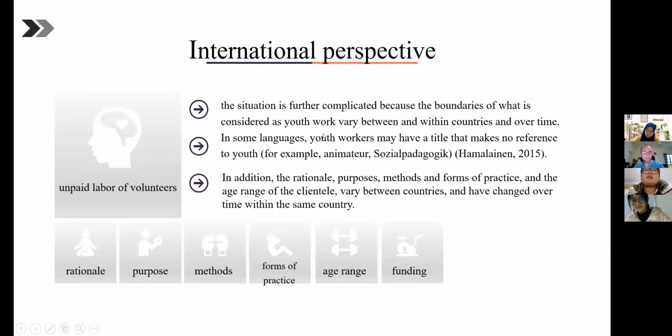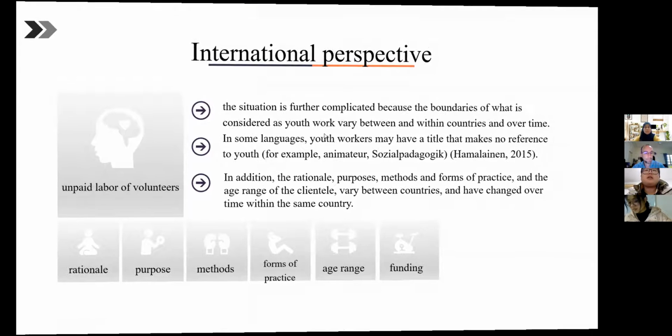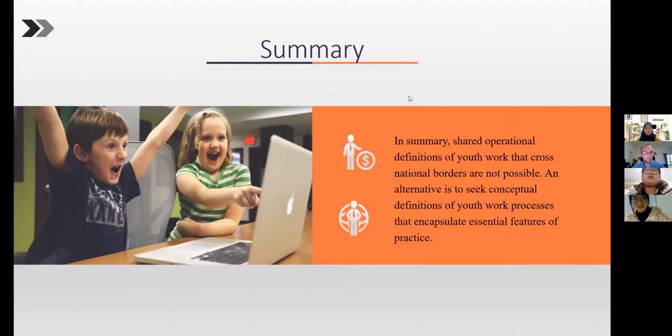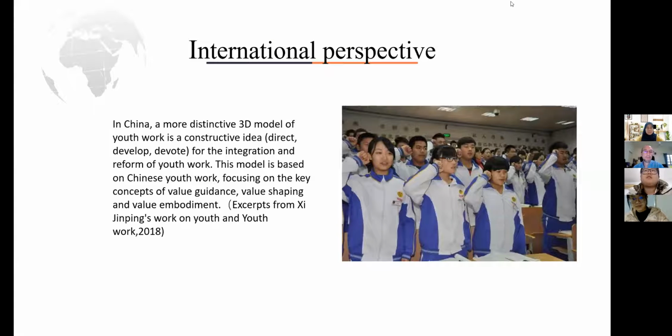Go ahead, Eric. So in summary, in the introduction part, shared operational definitions of youth work that cross national borders are not possible. So the other way is to seek conceptual definitions of youth work processes that encapsulate essential features of practice. It's just not possible to come up with a single definition of it, but there are some conceptual similarities that can help us to define what it is.